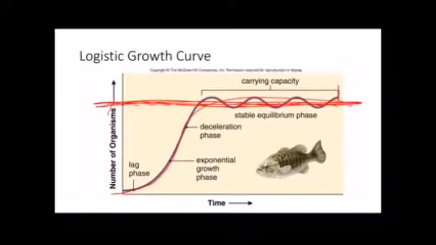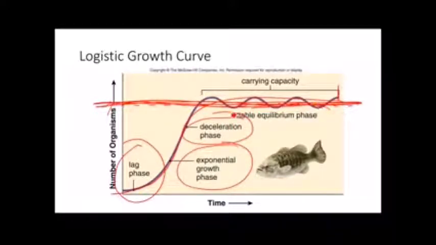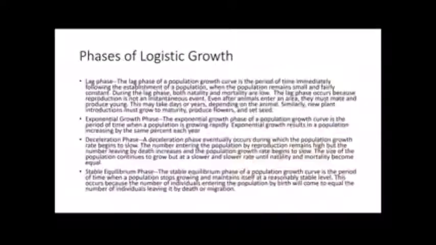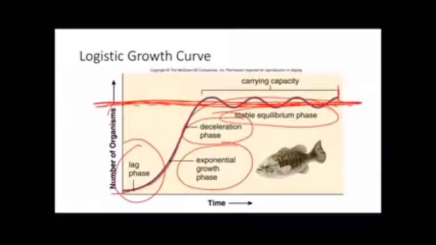When we're talking about the stages of a logistic growth curve, we're going to talk about the lag phase, the exponential growth phase, the deceleration phase, and the stable equilibrium phase. So let's talk just a moment about each one of those. So during the lag phase, and again notice, it's called lag because the population growth is not happening very fast there.